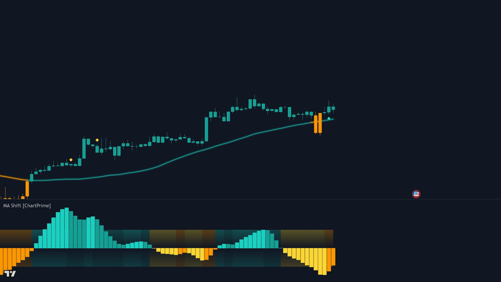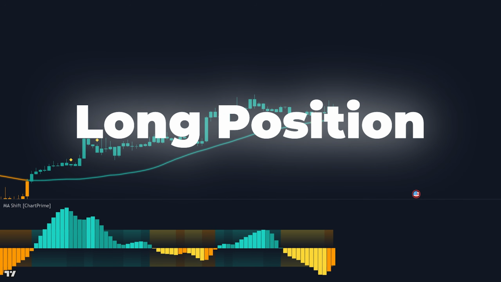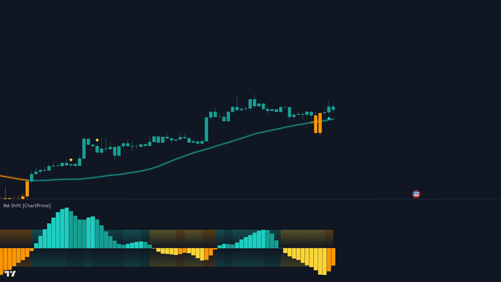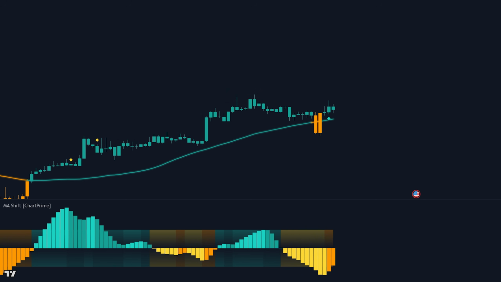Trading with this indicator is very simple. For a long position, the moving average should be blue, indicating that price is in an uptrend. Rule number 1 is to wait for a minor pullback toward the moving average. Rule number 2 is that the oscillator should turn dark orange, suggesting a weakening pullback within the uptrend. Rule number 3 is that a blue diamond should appear on the chart, signaling a potential upward continuation.